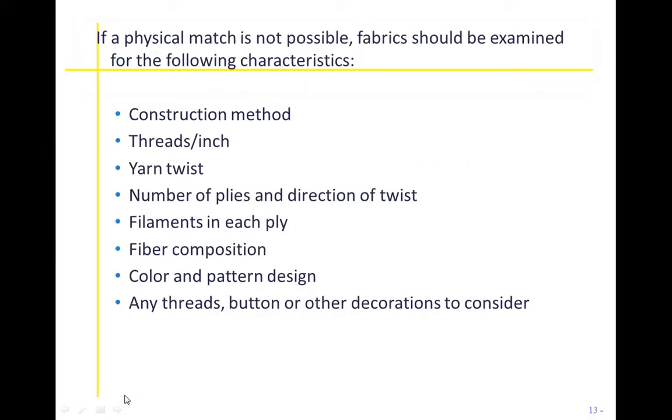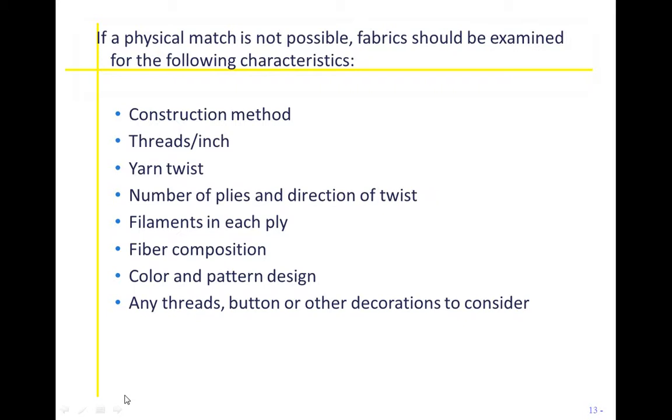If a physical match isn't possible, then the fabrics are going to be examined for a lot of the construction type characteristics for that fabric itself. So they'll initially try to determine the construction method, whether the fabric is woven or whether it's knitted, felted or bonded. They'll also look at the yarns or the threads per inch. If it's a woven fabric, you can count these threads per inch or yarns per inch in each direction of the fabric.